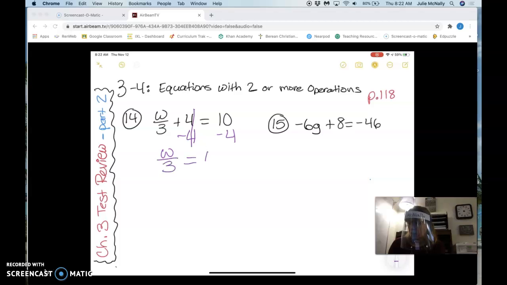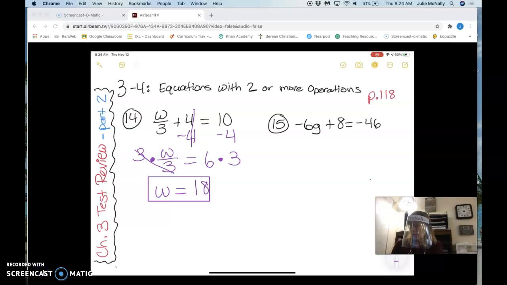And 10 minus 4 is 6. And now what would I do? Yep, that's right. Multiply. Good. Both sides by 3. 6 times 3 is 18. All right.